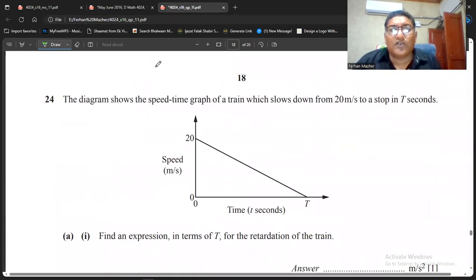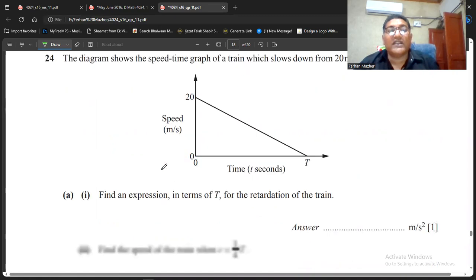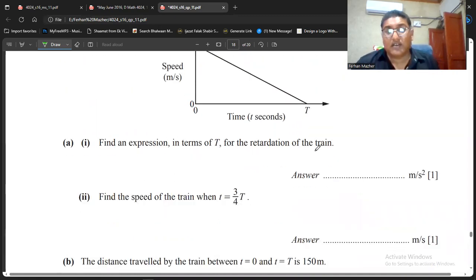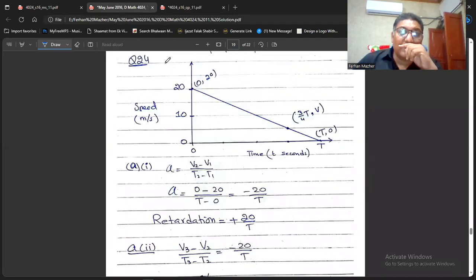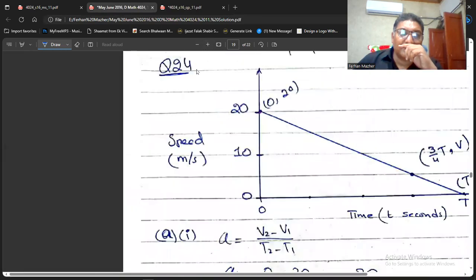Question number 24 is the next question. He says the diagram shows the speed time graph of a train which slows down from 20 meters per second to a stop in t seconds. Okay, so here this is a speed time graph. Here we have the speed, here we have the time. The speed was 20, now the speed is 0. This point is (t, 0), this point is (0, 20). Find an expression in terms of t for the retardation of the train. Retardation is the gradient of this speed time graph. So very easily I can find out the gradient of this. Let me show you.